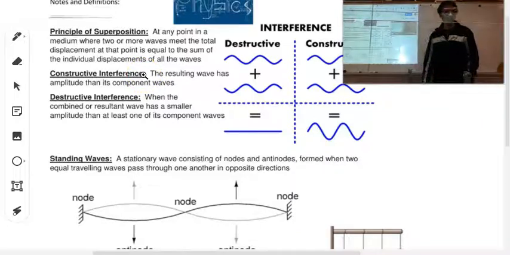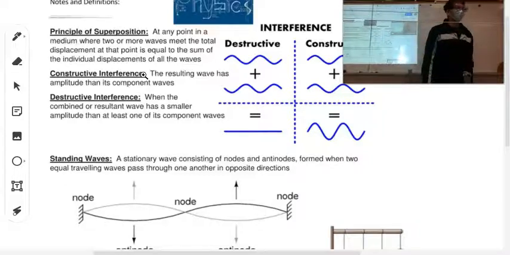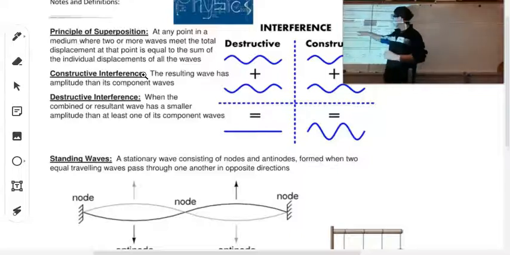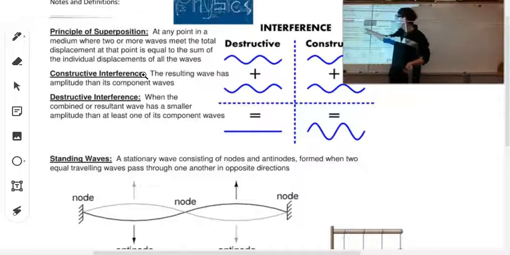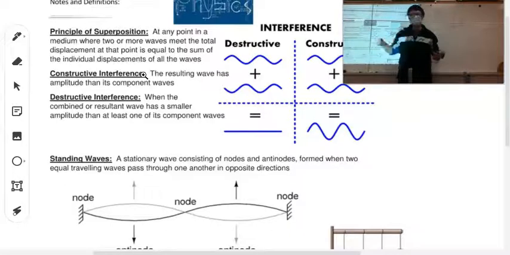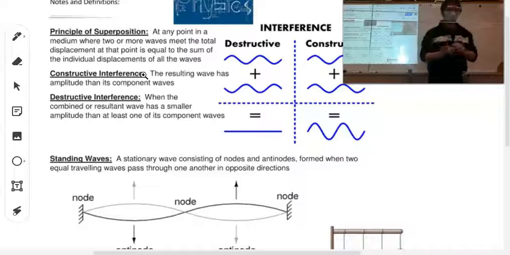Alright, so our second lesson with waves is all going to be based on the interference of waves. What happens when one wave hits another? We're going to use something called the principle of superposition. I know that sounds kind of scary, but all it says is that at any point, if you have two waves, all you have to do is add the amplitudes at that point.